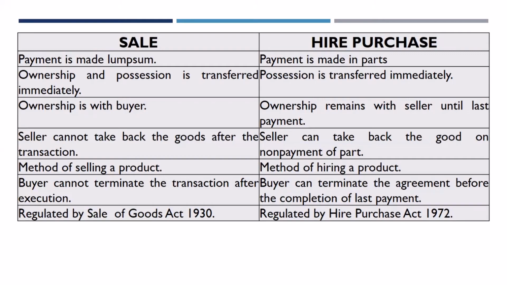Whereas in the case of hire purchase, before making the last payment, the buyer can terminate the agreement. He can give back the product. He can say, I'm not interested in this product anymore. The sale is regulated by the Sale of Goods Act of 1930. Hire purchase is regulated by the Hire Purchase Act of 1972. Okay? So these are 6 important differences between hire purchase and sale.